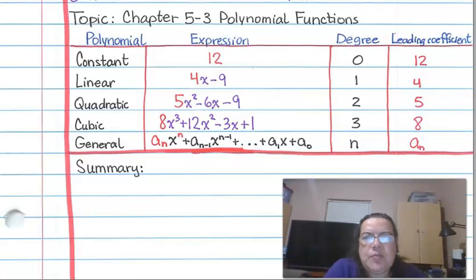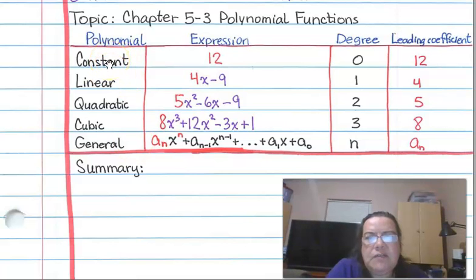So the next chapter in your book is chapter 5-3, polynomial functions. Now we're going to be looking at ways, even before you graph it, to try to understand what kind of function you have just by looking at the equation or the expression they give you. So, for example, let's look at the type of polynomial that you're going to have.